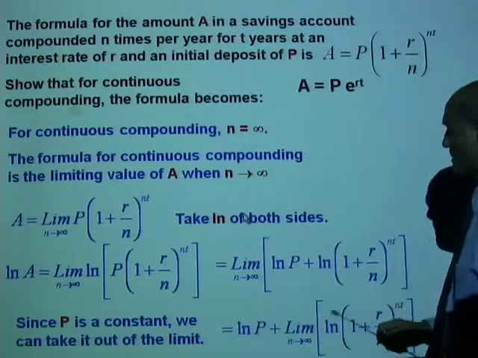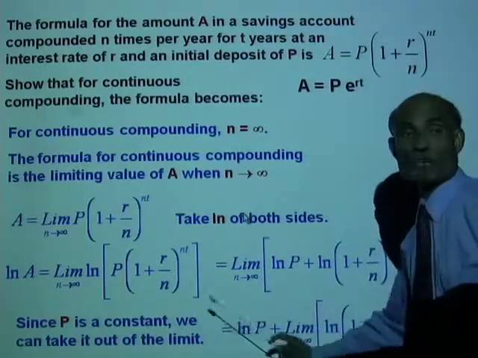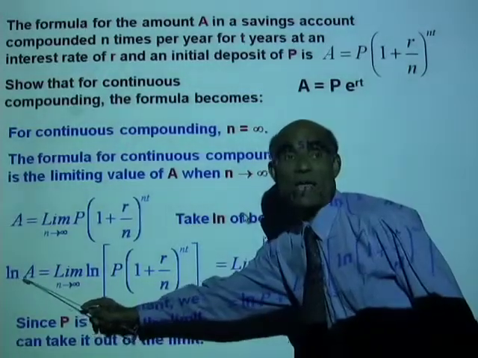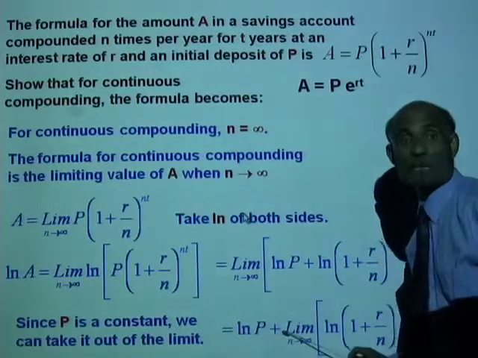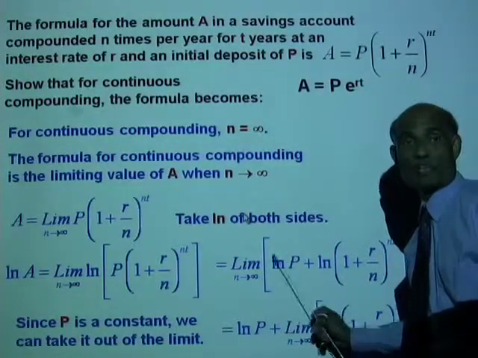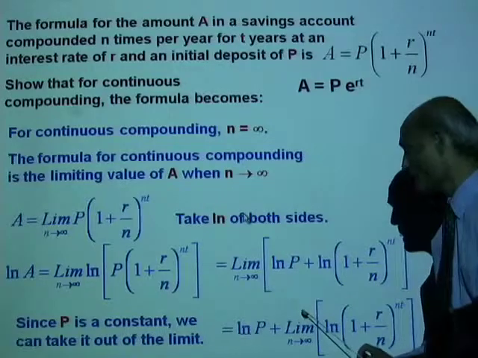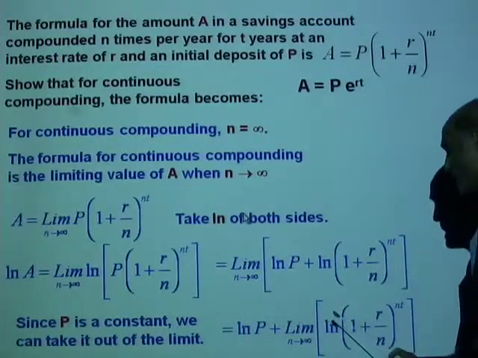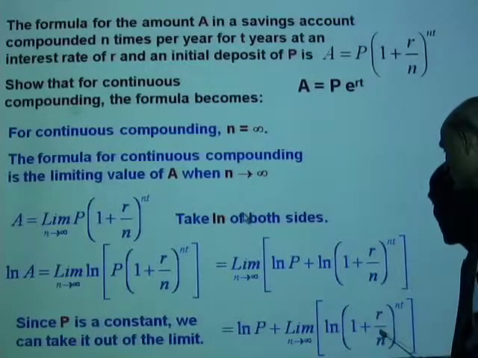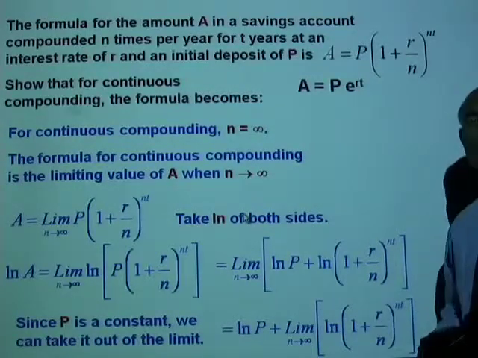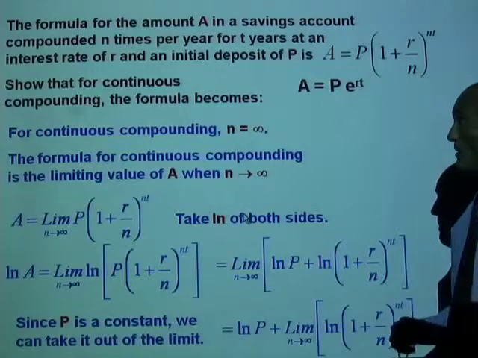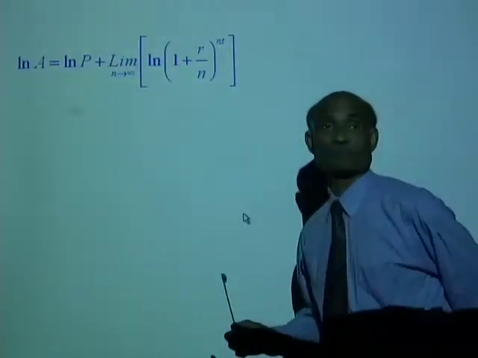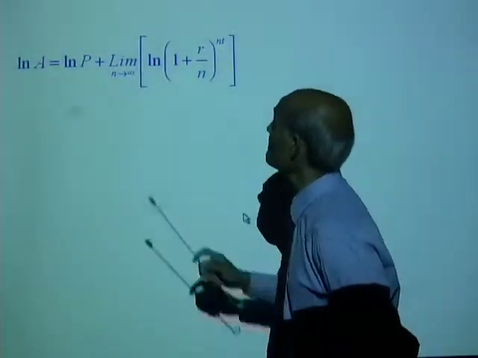So how does that become then? You've got to read it like this: ln A equals ln P plus, we just take it out of the limit, the limit as n goes to infinity of this quantity, ln of 1 plus r over n to the power of nt. Okay, let's go to the next page. And how do we deal with that limit?